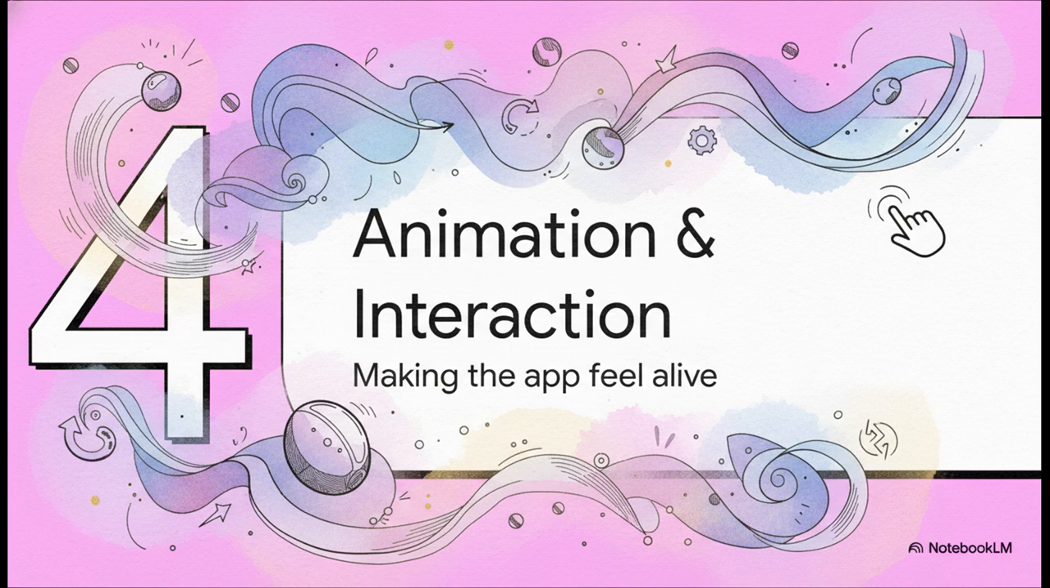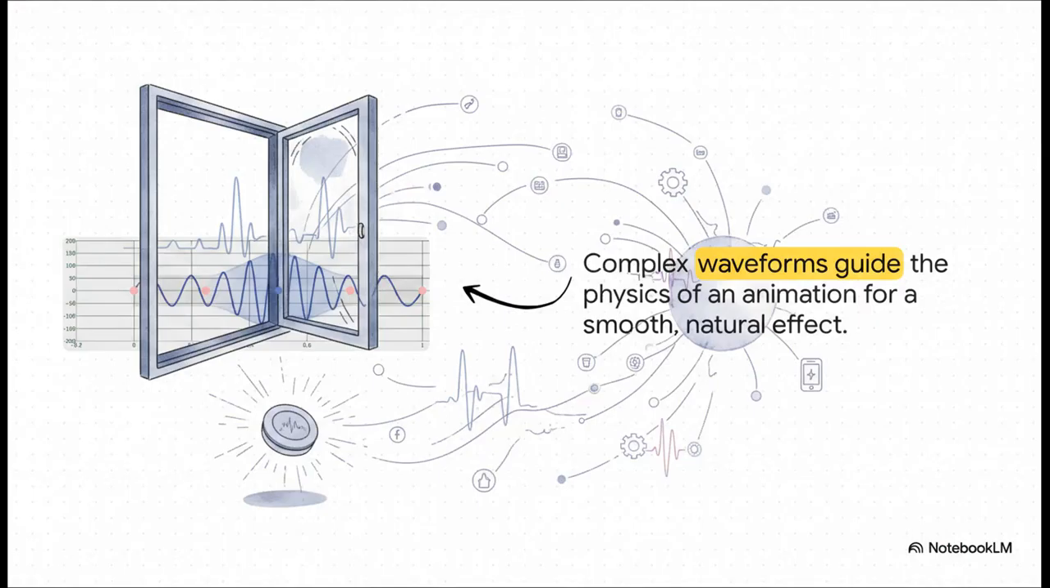So the app is smart, but does it feel alive? This next part is all about adding that polish, that motion, that little bit of magic that makes an app feel fantastic to use. Have you ever noticed how a pop-up window doesn't just appear, it kind of glides smoothly into view? Or how a button might have a little bounce when you tap it? Well, that's not by accident. It's physics. Developers use these complex waveforms to control the speed and easing of an animation, making it feel natural and satisfying, not clunky and robotic.